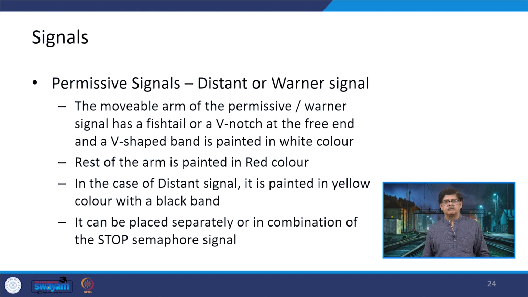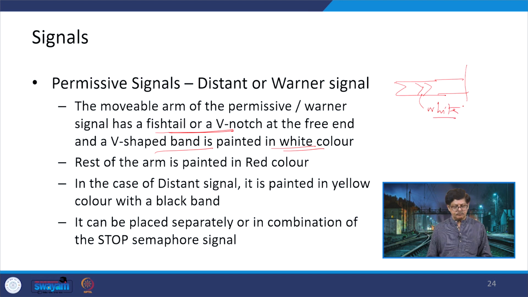The movable arm of the permissive or the warning signal has a fish tail or a V notch. Okay, so you will find that at the end this sort of condition may be there. This is the end, here it is being connected with the post, and this V shaped band is painted in white color. Rest of the arm is painted in red color.